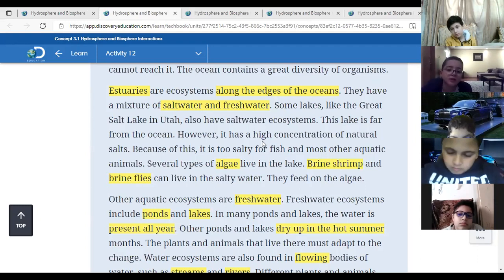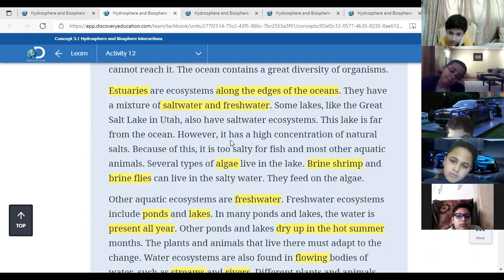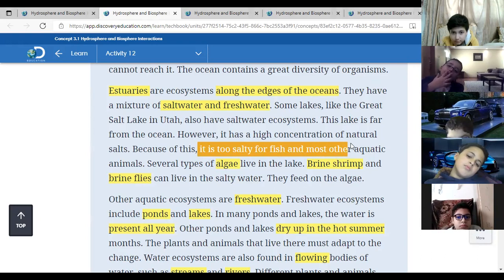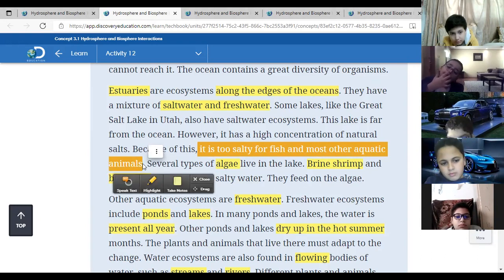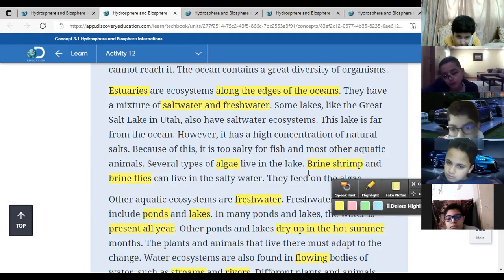The salts that are dissolved in the water of the lake are a huge amount. This is a huge amount of salt. So this water is too salty for fish and most other aquatic animals. Most of the aquatic animals cannot withstand this salty water, so they do not live there. But there are a few exceptions, like several types of algae that live in the lake.